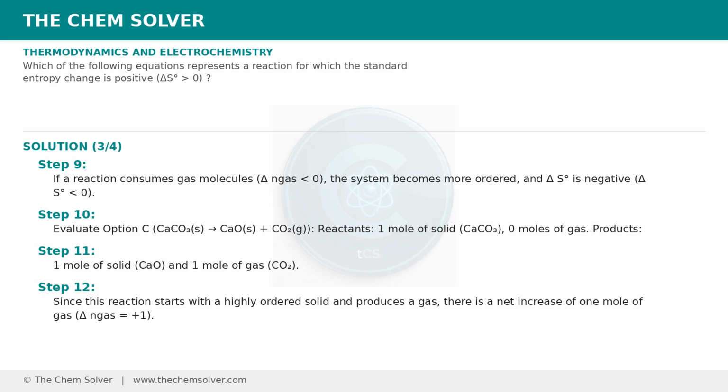Evaluate option C. CaCO3 gives CaO plus CO2. Reactants: 1 mole of solid, CaCO3, 0 moles of gas. Products: 1 mole of solid, CaO, and 1 mole of gas, CO2. Since this reaction starts with a highly ordered solid and produces a gas, there is a net increase of 1 mole of gas. ΔN gas equals +1.